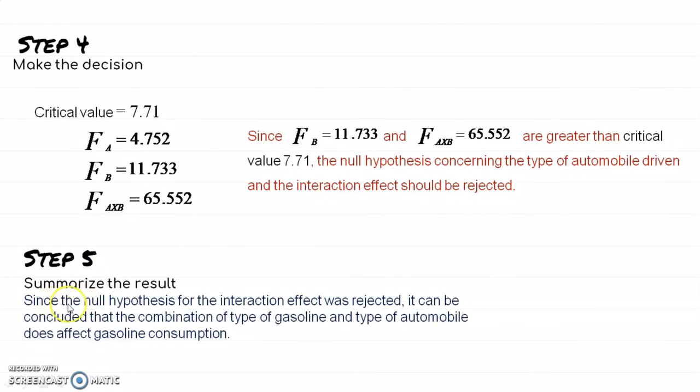Jadi, since the null hypothesis for the interaction effect was rejected, it can be concluded that the combination of type of gasoline and type of automobile does affect gasoline consumption. Sekian, terima kasih.